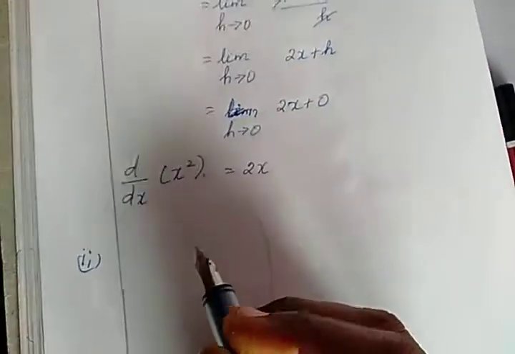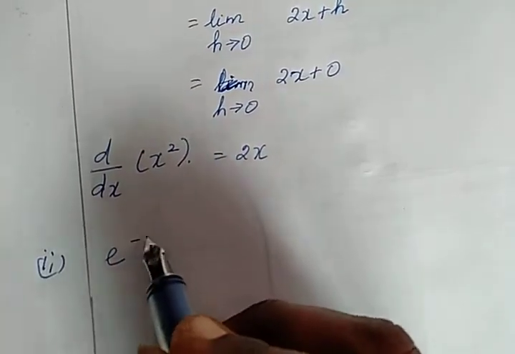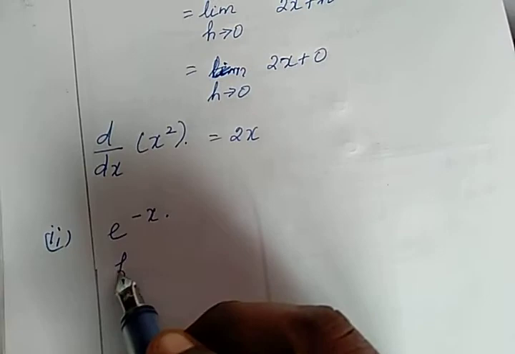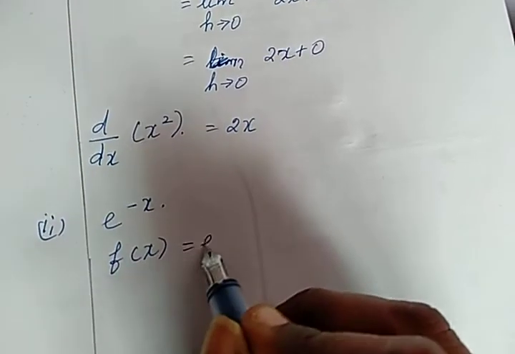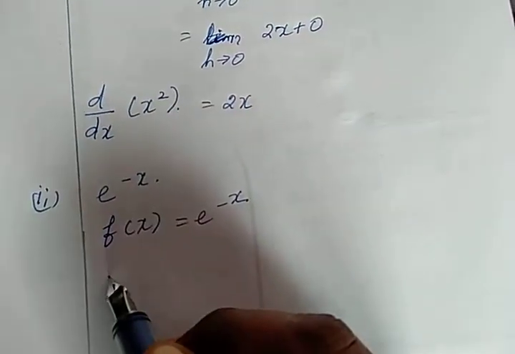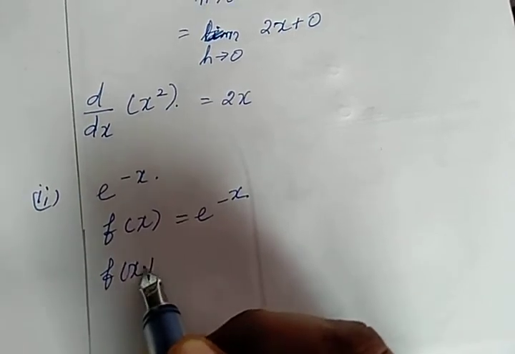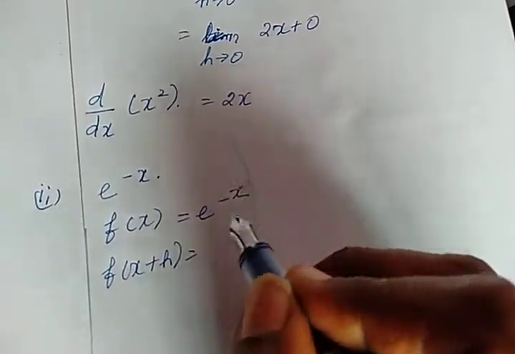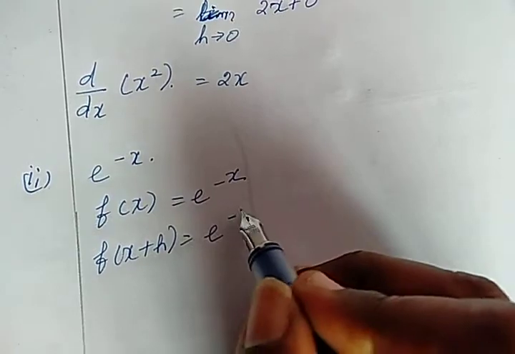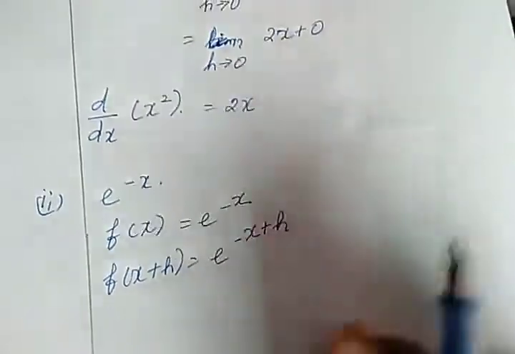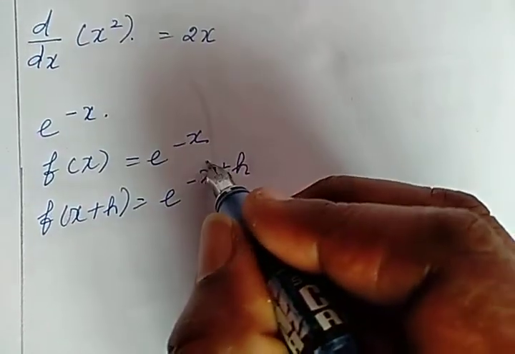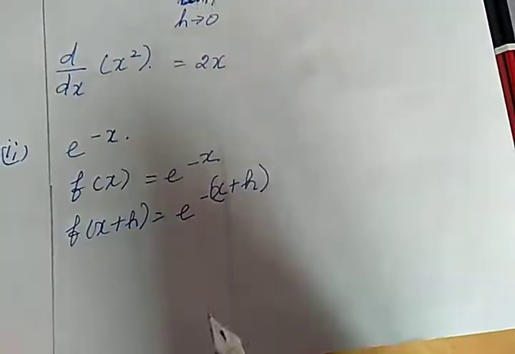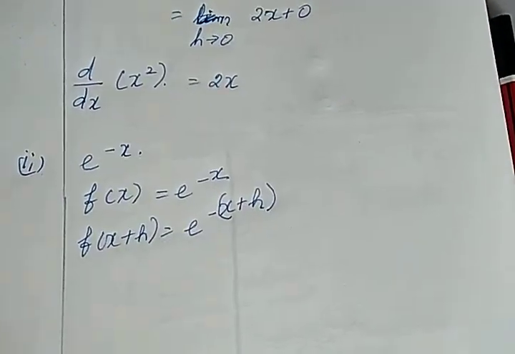It is e to the power minus x. So we'll take f of x as e to the power minus x, and for f of x plus h, instead of x, we have to substitute x plus h. So it is e to the power minus of x plus h. Now let us write the formula.